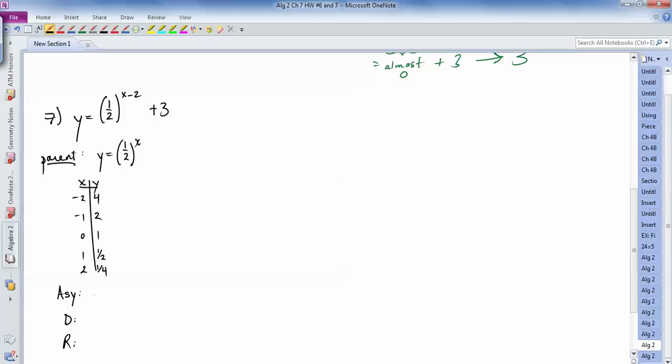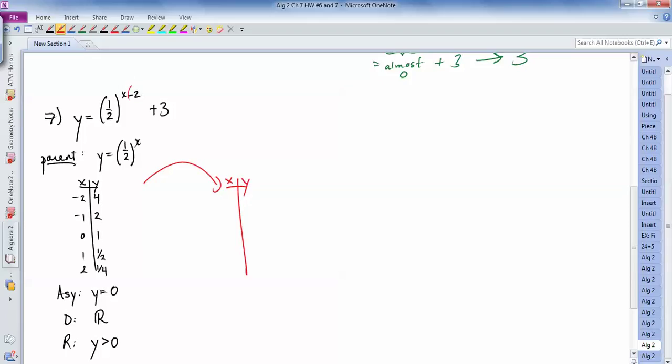The asymptote for any parent function for an exponential is y equals 0. The domain's always all real numbers, and the range is always positive values. Okay, so now we've got that chart. To get to the next chart, there's no stretching factor. There's no number in front here. That's just a 1, basically. So we can skip what would normally be the middle chart and go straight to a final chart.